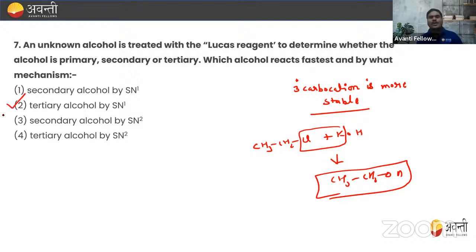Did everyone understand? Why is option 4 not correct? Why SN2? Because in this a carbocation is formed, and a carbocation is formed only in the case of SN1 reaction, not in SN2 reaction, right? In SN2 reaction we won't have a carbocation.